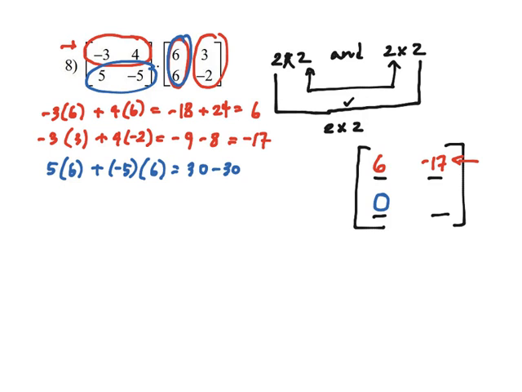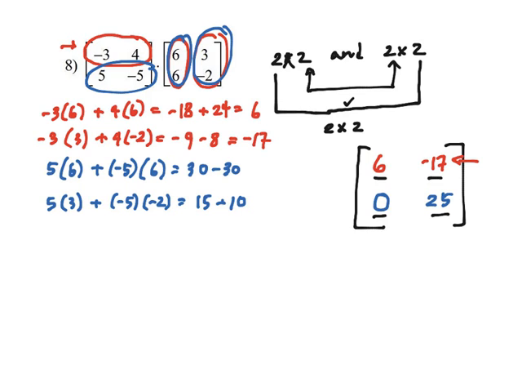Okay? Now, let's go ahead and take care of the second row and the second column. First number is 5 times 3 plus -5 times -2. So that's 15 plus 10. So that ends up as 25. And that's my answer. Okay?